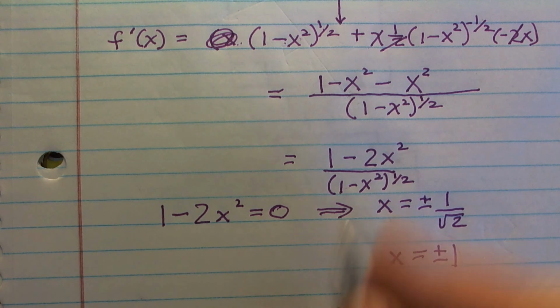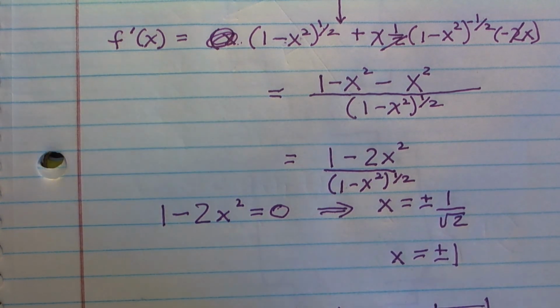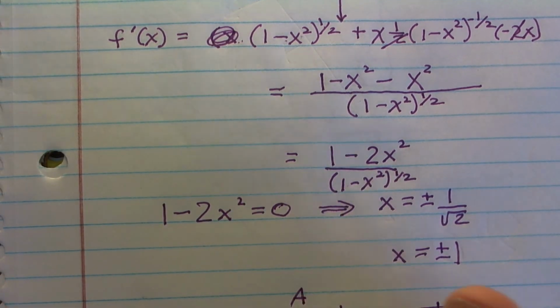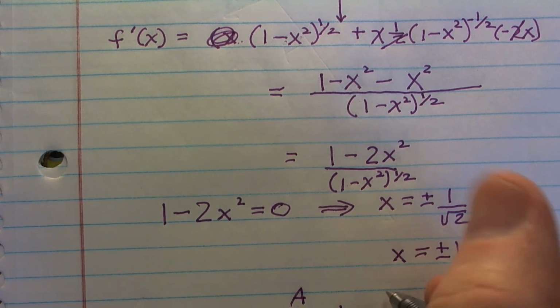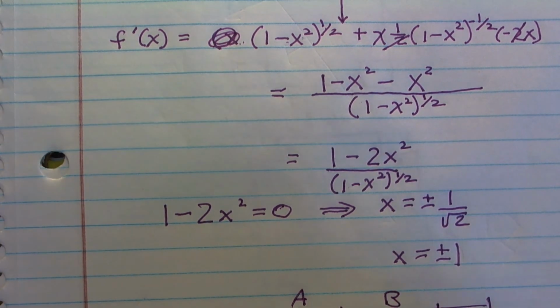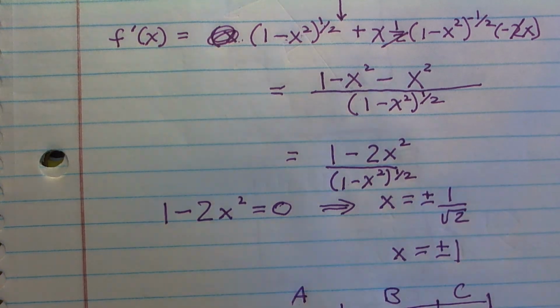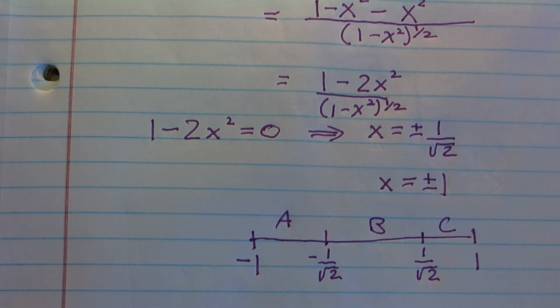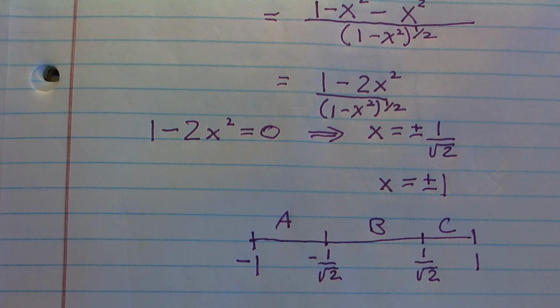So really, I have these three regions. I have everything between negative 1 and negative 1 over the square root of 2. I'll call that region A. I've got everything between negative 1 over the square root of 2 and positive 1 over the square root of 2. I'll call that region B. And then over here, I'll call this region C. Okay, so now let's see what happens here.